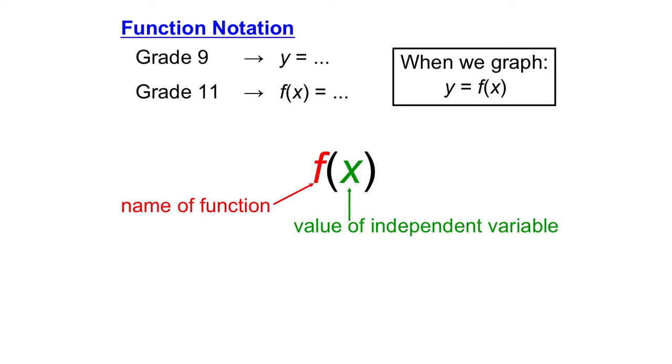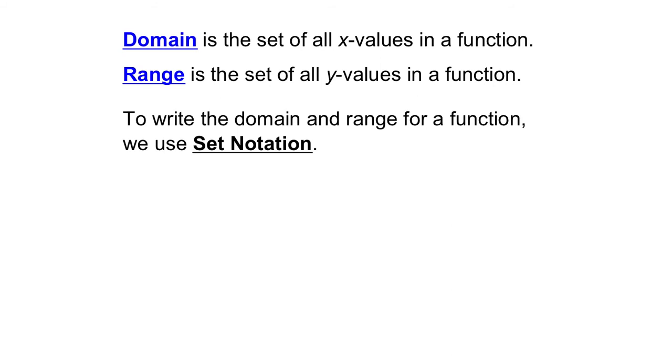Another thing you would have learned about in grade 11 is the idea of domain and range. Domain is the set of all x values in a function, and range is the set of all y values in a function. Another way of saying this is that domain is all of the possible values of x that can exist in your function, and range is all the possible values of y that can exist in your function.